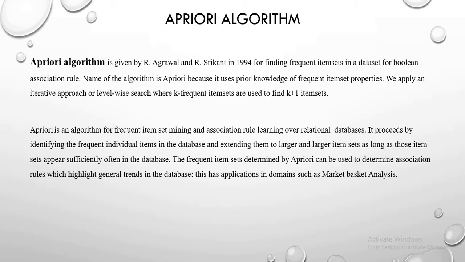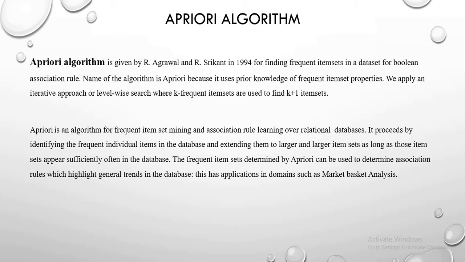If you are going shopping at any mall, we want to identify which items are most frequently taken by the customers. When more customers take a particular item, we can call that a frequent item set. So what is determined by Apriori can be used to determine association rules. This is a real-time application, especially in market basket analysis.